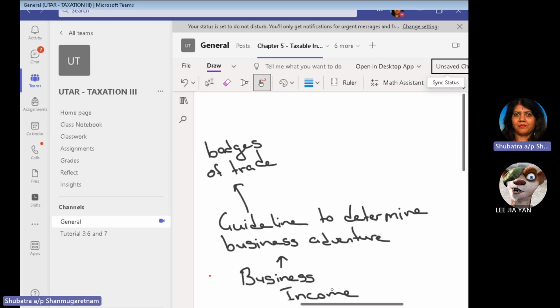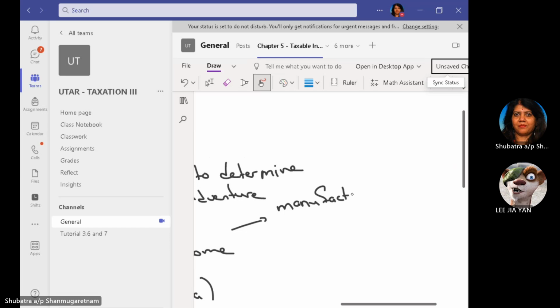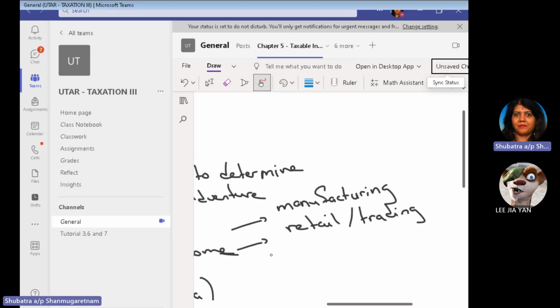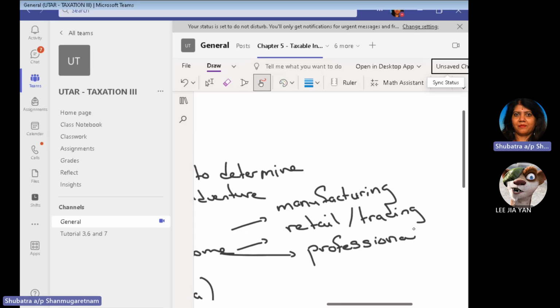Please understand that. So when you're talking about business income, please remember business income includes manufacturing, it includes retail or trading, it includes professional. So if you are an auditor, a doctor, a lawyer, you're still carrying on business. All right? You're offering professional services.